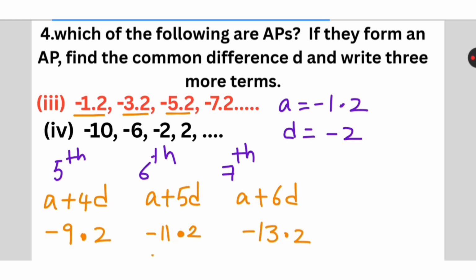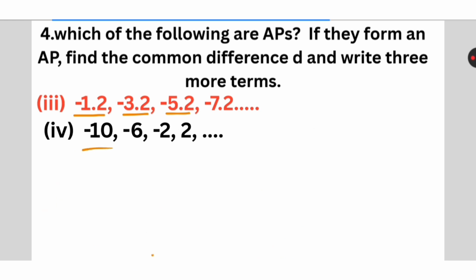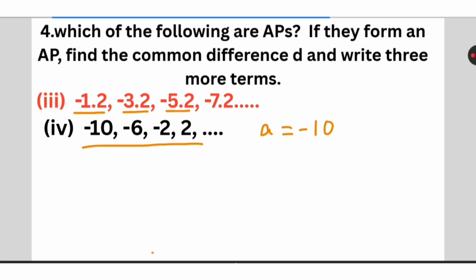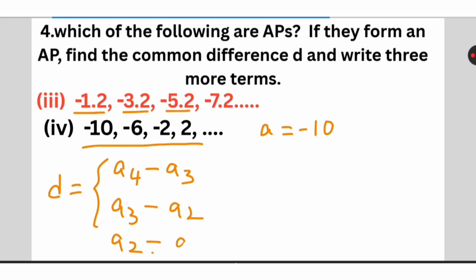3 more terms for the third question: minus 9.2, minus 11.2, minus 13.2. Let's check for the fourth question. Here the a is minus 10. Does this sequence form an arithmetic progression or not? Let's check. So for that, what you have to do? You have to do a4 minus a3, a3 minus a2, then a2 minus a1. So if these differences are constant, then we can say that this sequence forms an arithmetic progression.